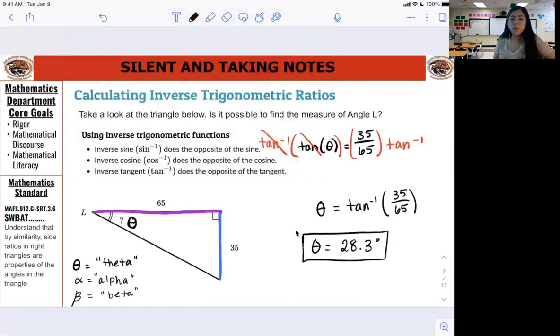Okay. Questions on how to use the inverse functions on your calculator? We are going to do a few more problems together, so don't worry if you're a little confused. You got it? Okay.